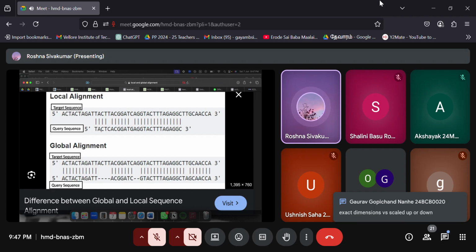Exact dimensions versus scaled up or down. Yes. Okay. Yes, sort of. Yes. That was a good attempt. Thank you for the answer.